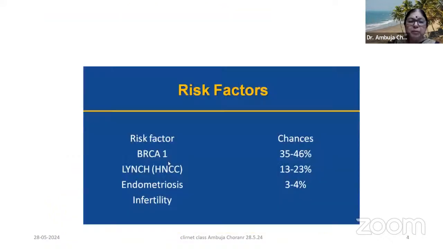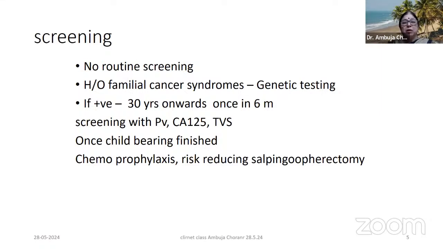So signs and symptoms are very, very important. As already told, the risk factors are there. If the BRCA is there, a 35 to 46% chance of having ovarian cancer is present. So if it is like that, how are we going to screen? I told you it is a very important topic.